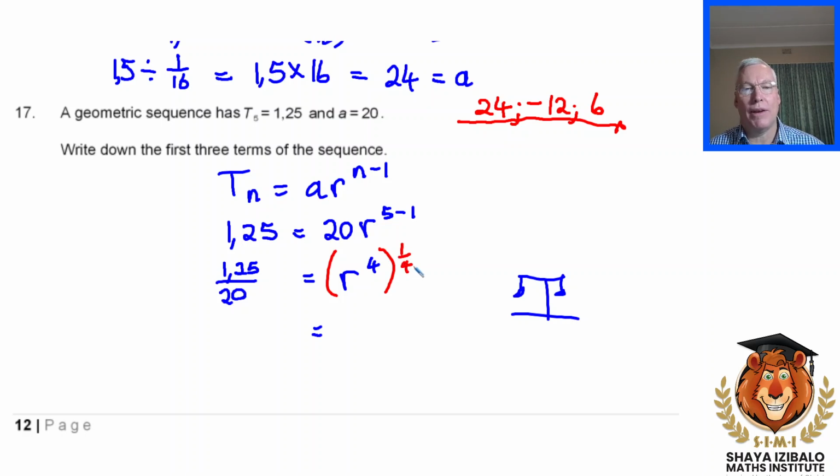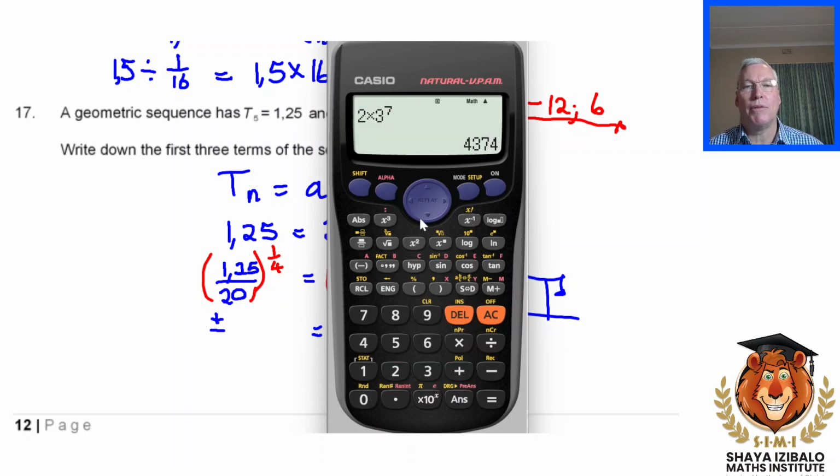Alright, this is the same as finding a fourth root. Okay, but if we do that on this side, we must do the same on this side. 1 over 4. Okay, so now we will get what R is equal to. We do just need to be a little bit careful, because when we have an even power, we can actually have a plus or a minus answer here. So let's just have a look at what all this comes to.